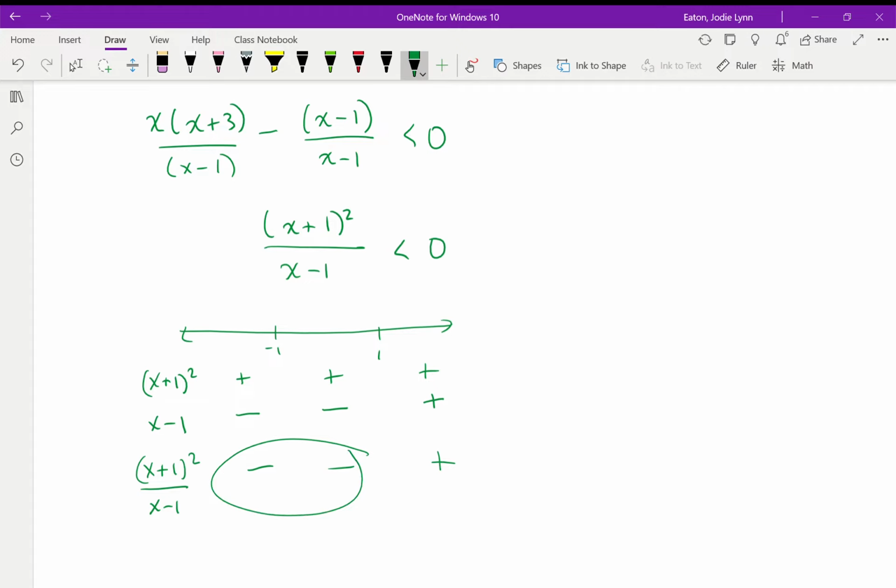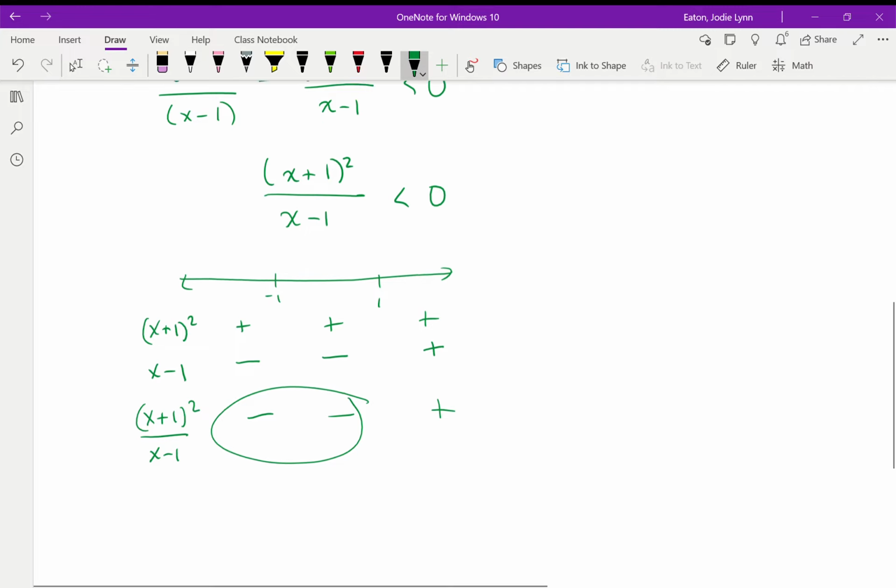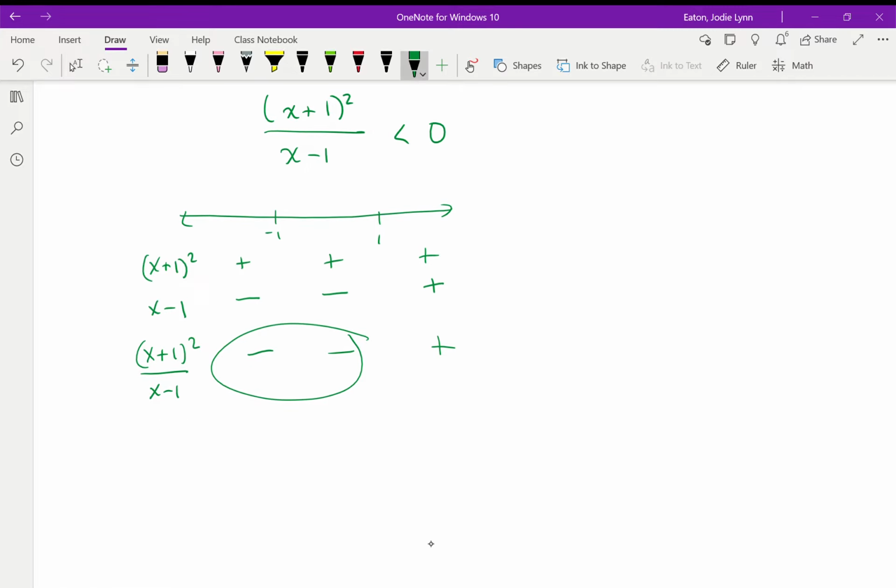Now we have to think a little bit about the endpoints because we have a less than. We know that 1 is excluded because we would be getting a 0 in the denominator, so that would make our expression on the left not exist, and when it doesn't exist, it can't be less than anything or greater than anything. With negative 1, we look and say it has to be strictly less than 0, so that means the numerator is not allowed to be 0 either. Otherwise, it would be equal to 0. So we get the same result from this algebraic exercise, which is that x is an element of negative infinity, negative 1, union, negative 1, 1.